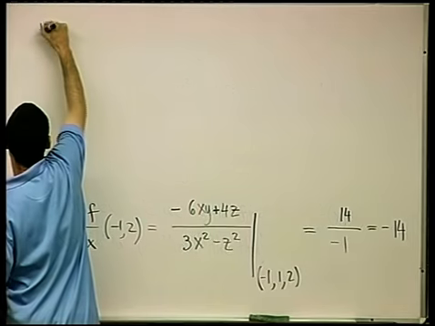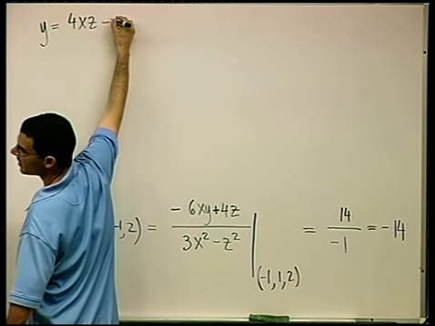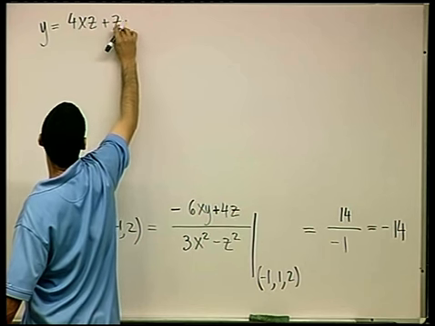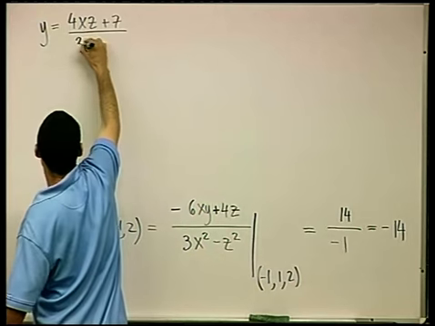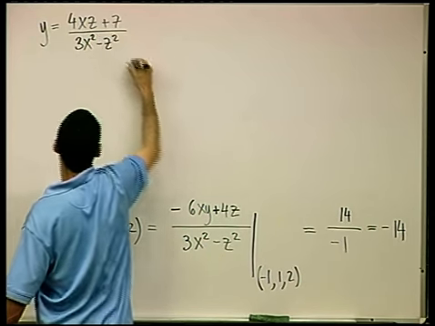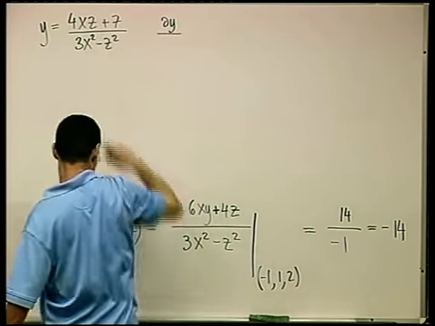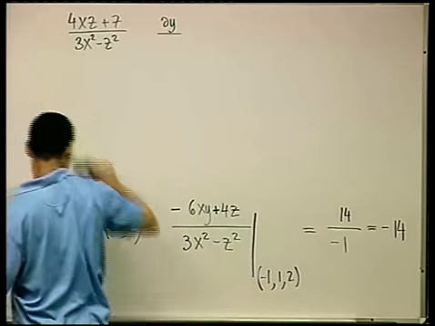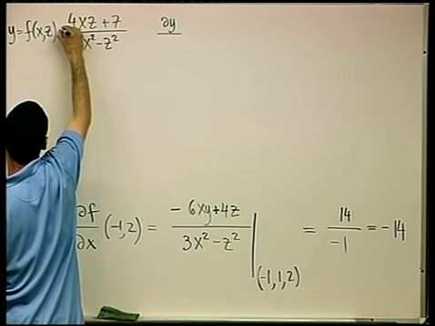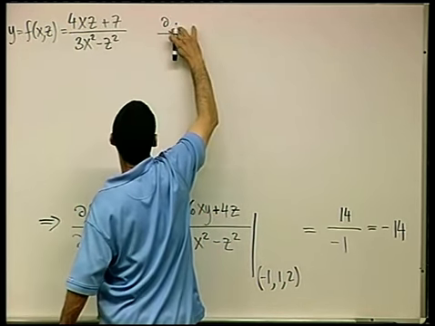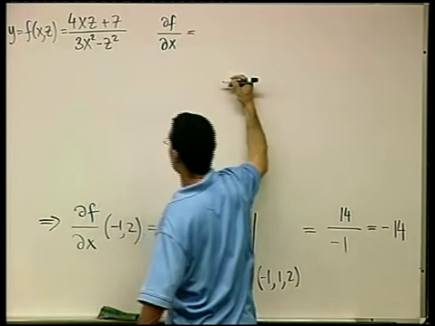So let's recall what y was. y was (4xz + 7) divided by (3x² − z²). So y is f, let's emphasize that, y as a function of x and z equals that. So the derivative of f with respect to x is what?